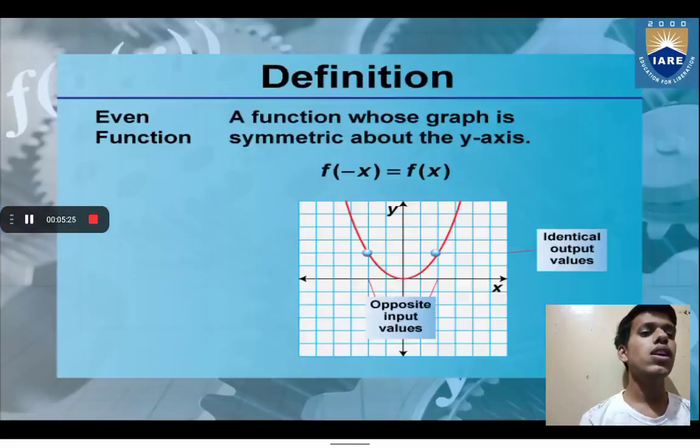So first of all, the definition of even function. We will see a particular definition of even function. A function whose graph is symmetric about the y-axis is said to be an even function. If the graph of the function is symmetric along the y-axis, then it is known as an even function, and also f of minus x equal to f of x.